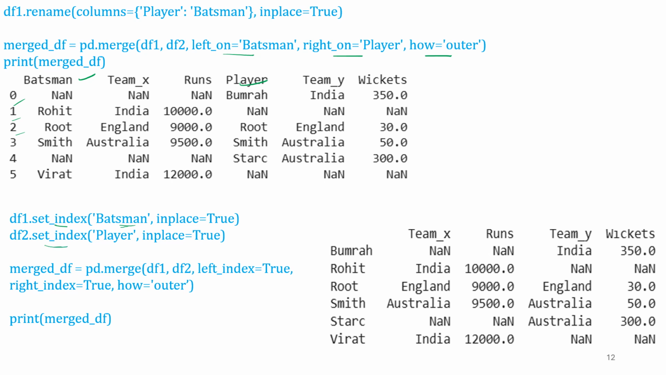For DF2, the players are Bumrah, Root, Smith, Stark. Those are taken as the index. So the players or batsmen are considered as the index. That is why inplace=True and set_index. Whereas in the previous case the index was 0, 1, 2, 3, but that is replaced with the batsman or player. Then here you are using left_index=True and right_index=True, left index for this and right index for this. That has to be included, and since it is an outer join, you have to include everything, all entries. So this is your outer join.